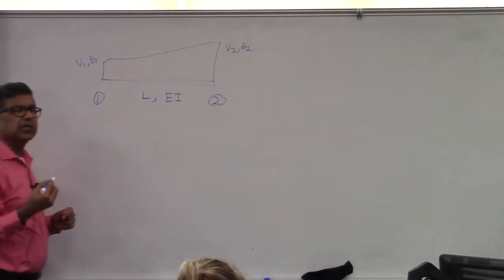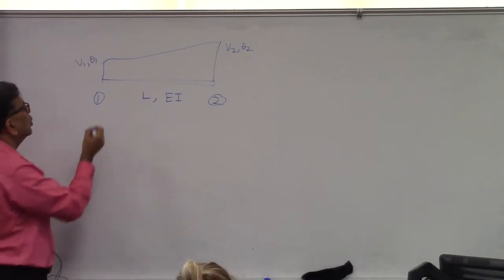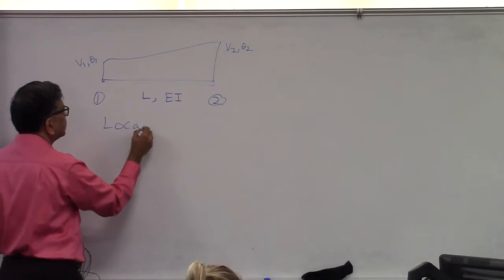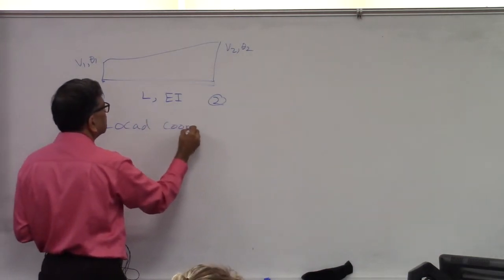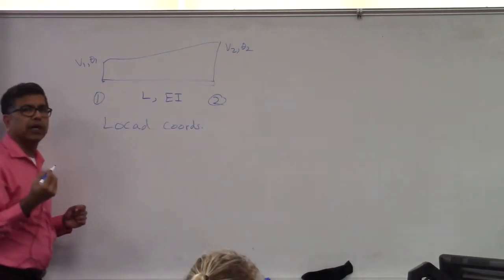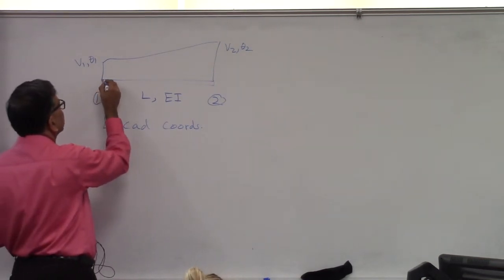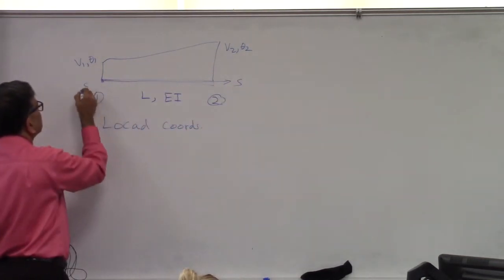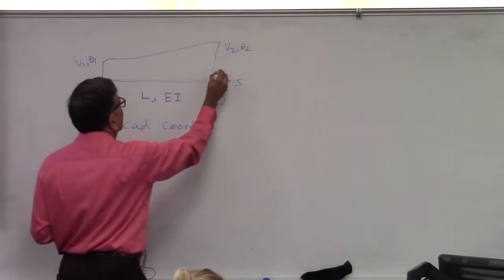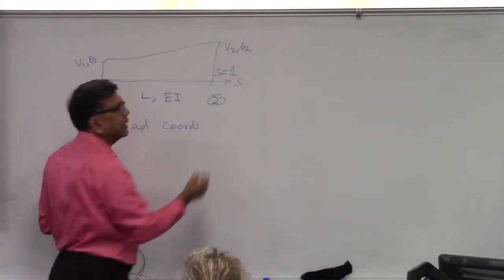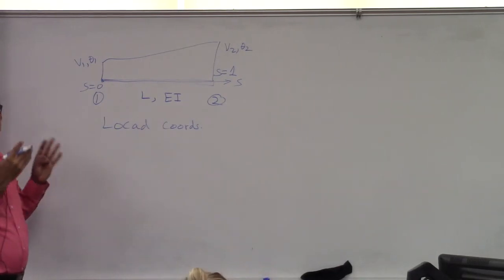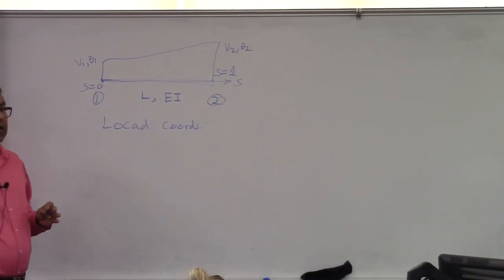It is convenient to introduce a coordinate system, what is called a local coordinate system. These are all in the book. You should read the book, okay? Starting from here, we call it S equal to 0 here, and S equal to 1 here always. The reason is a natural coordinate system. By putting S equal to 1 there, whatever I do is common for all the elements.